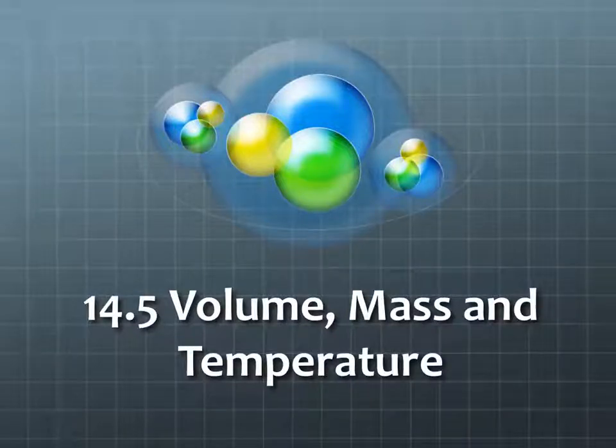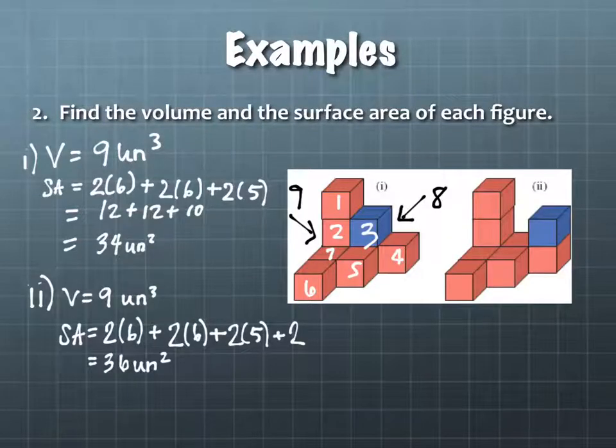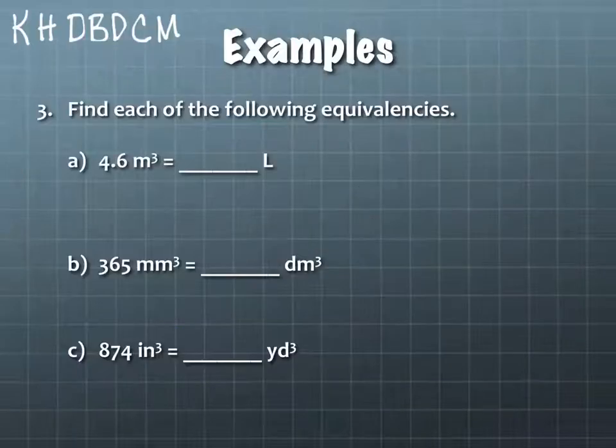Last time we started section 14.5, we were talking about volume, mass, and temperature. We hadn't gotten too far into it, but we're on the second page of notes, and we're taking a look at converting some quantities. We talked last time about King Henry died by drinking chocolate milk. We can use that acronym again, and we are moving from meters cubed in the first problem into liters.